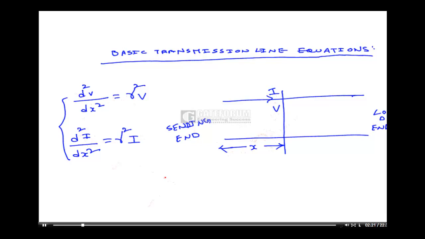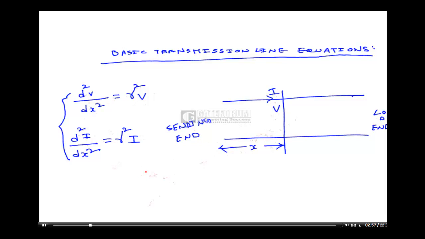Of course, we are going from the GATE examination point of view. I am not going to derive how these equations came. I am just giving the form of the equations so that we can concentrate more on problems. So the basic equations of a transmission line: d square V by dx square is equal to gamma square V, d square I by dx square is equal to gamma square I, where V and I are voltage and current at any point on the transmission line from the sending end.